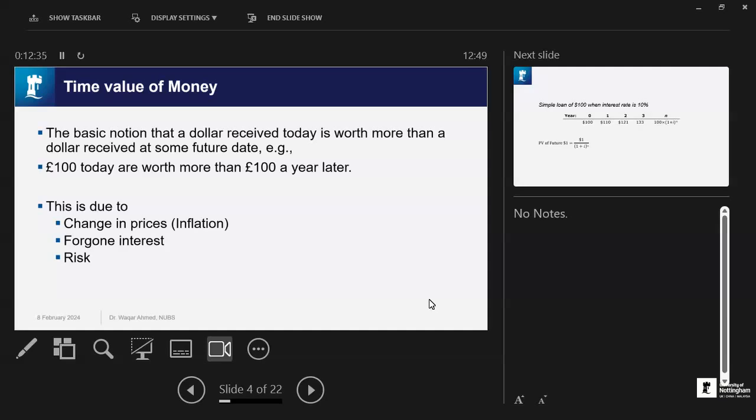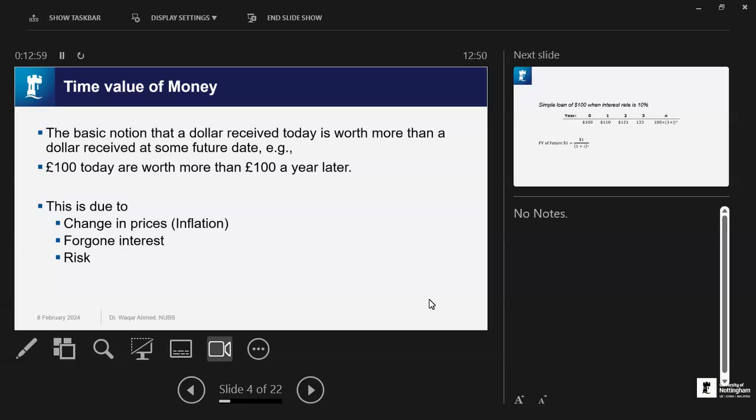So for example, $100 today are worth more than $100 in a year's time. So would you prefer to have $100 right now or $100 in a year's time? All of you should choose to have $100 right now, right? So why would you prefer to have $100 right now?